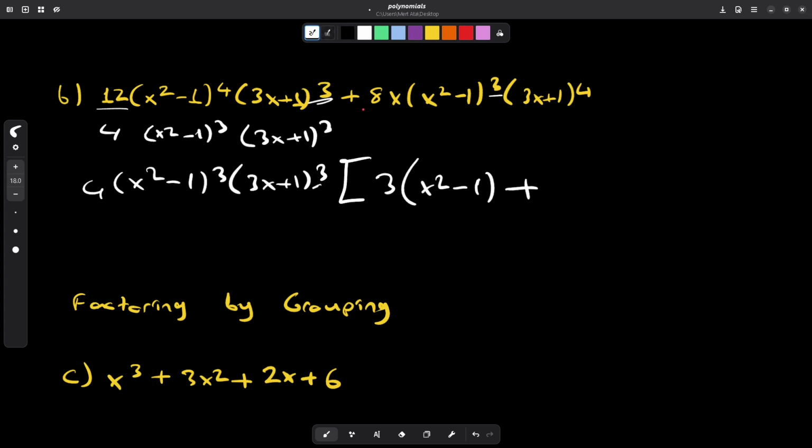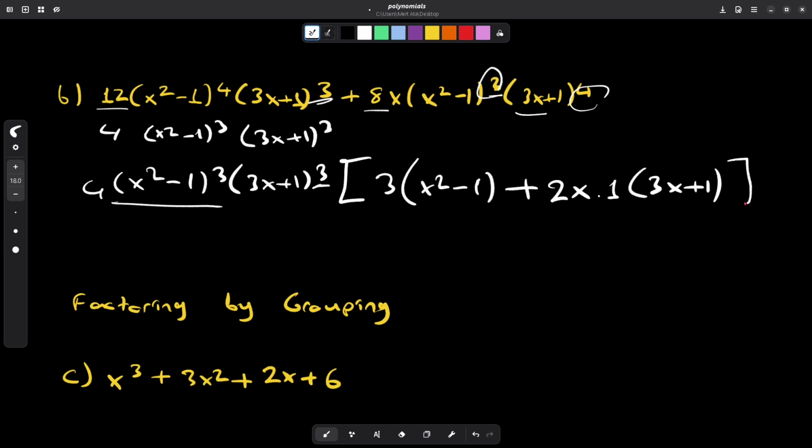Plus. Second part: I have an 8x here, I need a 2x, so when I multiply with the first term, I get 8x. X squared minus 1 cubed again, so I don't need anything. You can write multiplied with 1, but it doesn't change anything. 3x plus 1 to the fourth power: I have a cube here, so I need one more 3x plus 1.